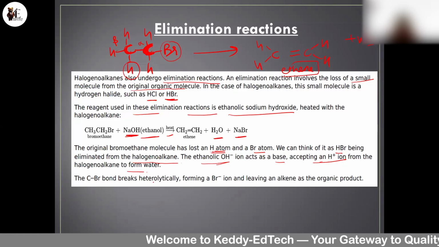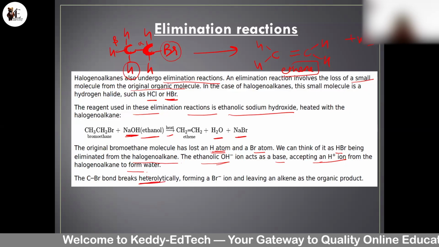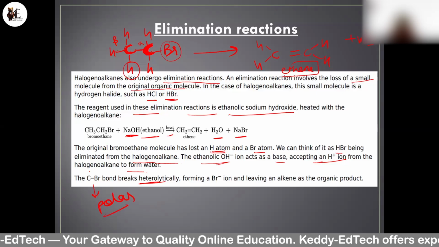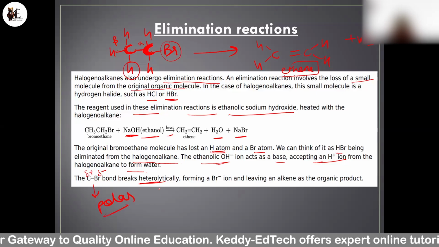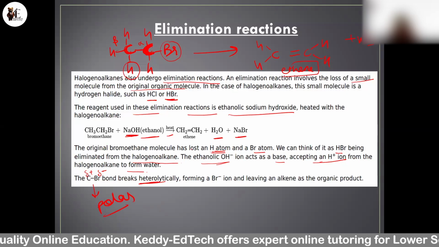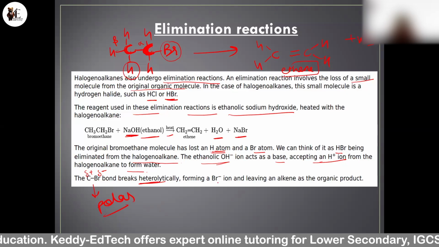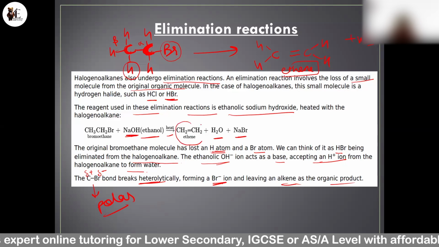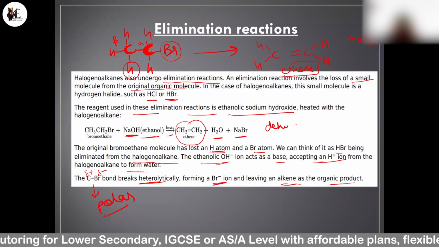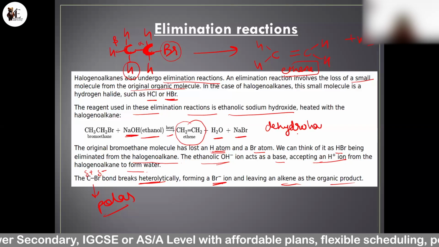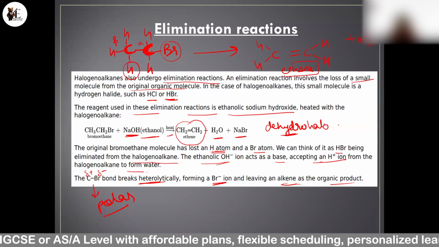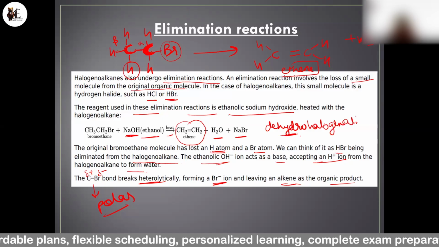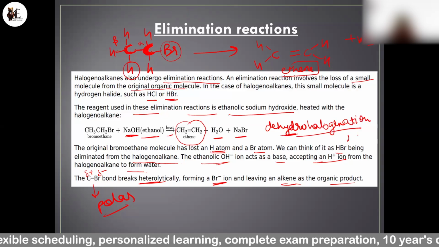The C-Br bond breaks heterolytically. So this step is the same as SN1 and SN2 because this bond is polar, where carbon has a partial positive charge and bromine has a partial negative charge. So it will break heterolytically. Both the electrons are taken up by bromine. So it forms a bromide ion, leaving an alkene as the organic product. So basically the major product is important, and this reaction is also known as dehydrohalogenation. De means removal, hydro means removal of an H, halogen means your chlorine, bromine and iodine. So both atoms are removed, that's why it is known as the dehydrohalogenation reaction.